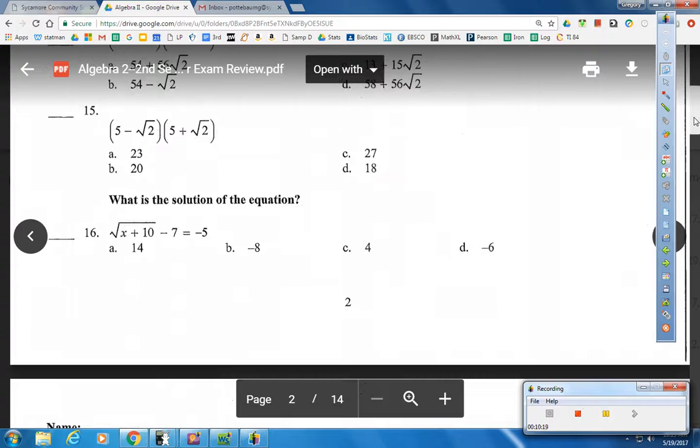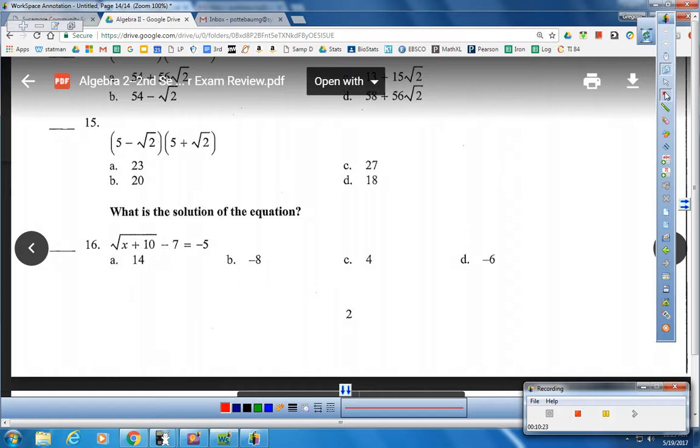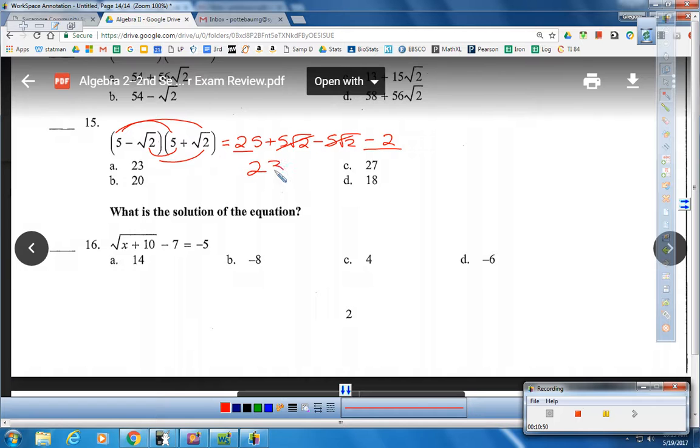Moving on to number 15 and 16. 15, you may or may not recognize that's the difference between two squares. If you don't, that's fine. Just FOIL it. If you FOIL it, it's 5 times 5 is 25. 5 times positive radical 2 is 5 radical 2. Inside, negative radical 2 times 5 is negative 5 radical 2. You can see these are going to cancel out. And then last, negative radical 2 times radical 2 is negative 2. 25 minus 2 is 23. That answer is A.